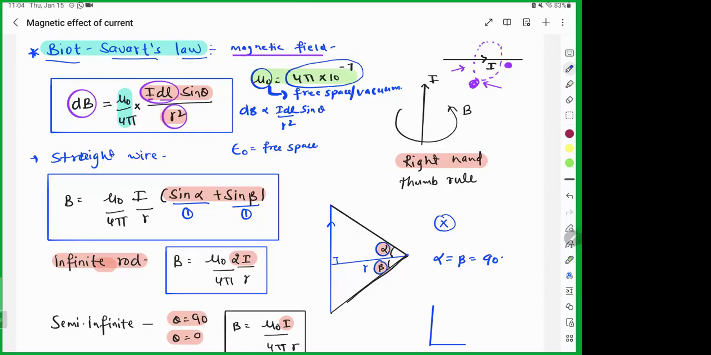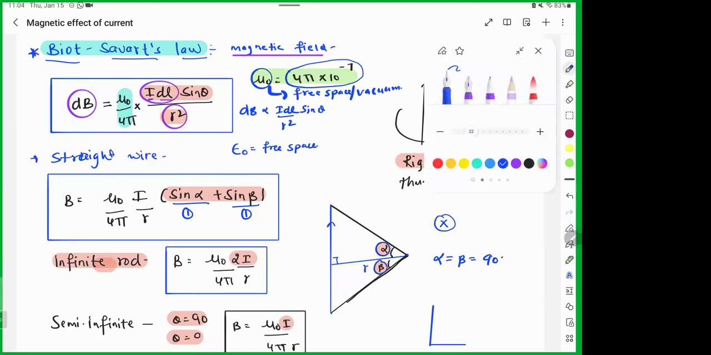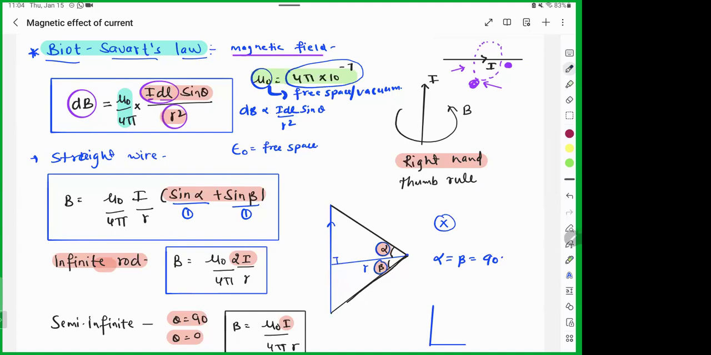What will be the unit of mu in this case? Meter per second? I don't know. The unit of magnetic field is Tesla. You know this. Then if you take dl, Weber per ampere per meter. Weber per meter. Okay.